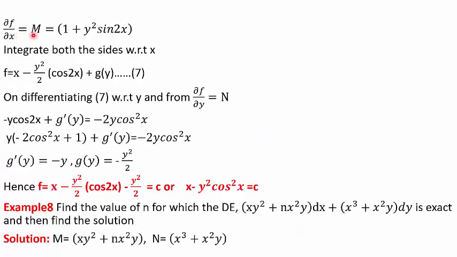Del f by del x, which is equal to m, is equal to 1 plus y square sine 2x. Integrate both the sides to get f. This gives us f is equal to x minus y square by 2 cos of 2x plus gy. This f we differentiate with respect to y and equate it to n. This gives us minus y cos 2x plus g dash y is equal to minus 2y cos square x.